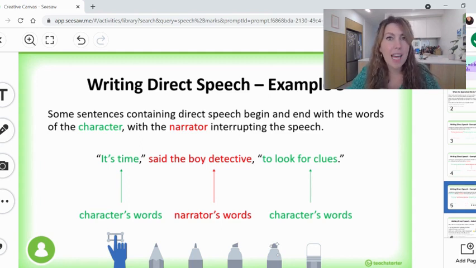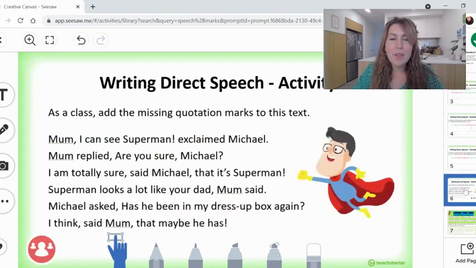Today, we're going to practice adding speech marks to pieces of text that are already written, and then you're going to have a little go at writing your own direct speech, with the narrator's and the character's words written out with the speech marks, at the end of the activity. The first bit that you need to do today looks like this. It says "as a class," but this is just for you to do. Add the missing quotation marks to this text.